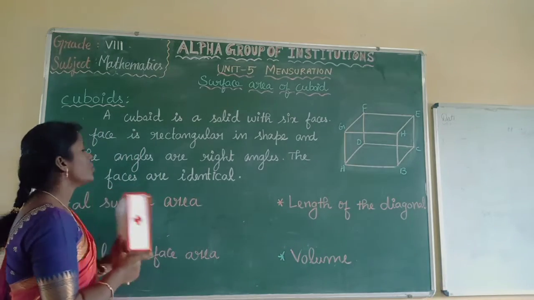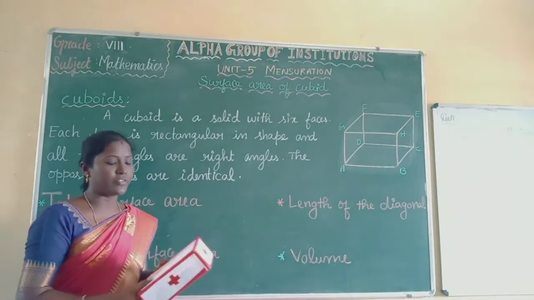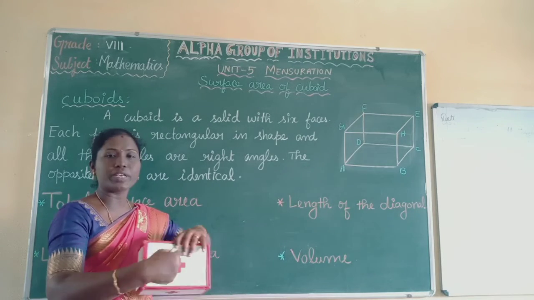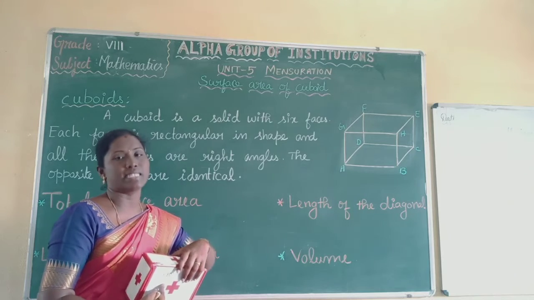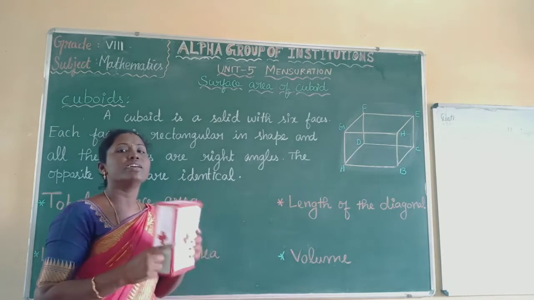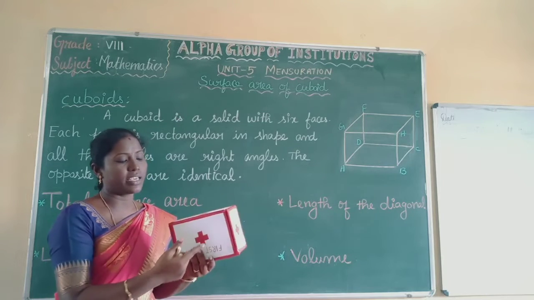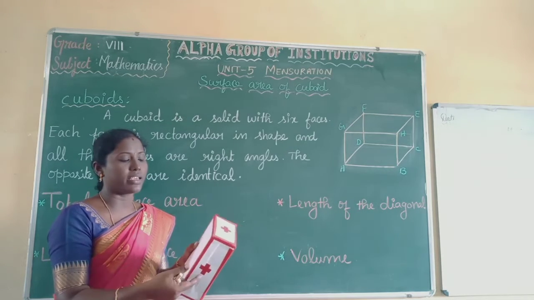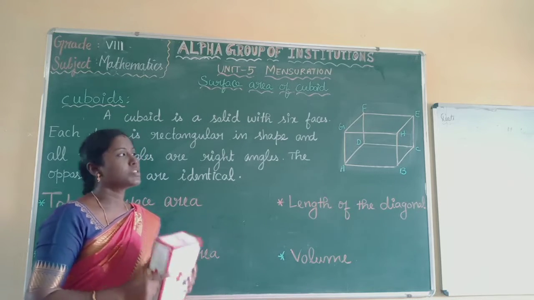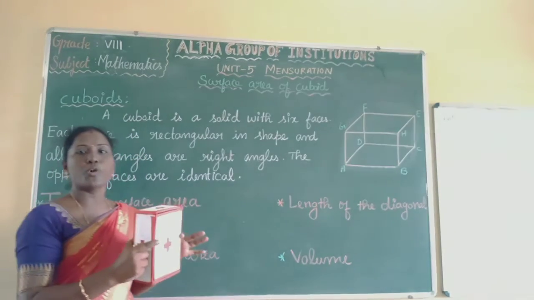The opposite faces are identical. See here, we have one face and these two faces are identical. Identical means same, equal in measure. Likewise we have 3 pairs of identical faces. See here, 1, 2, this 2, and here 1, this, and these two faces are identical. So this is the cuboid example.